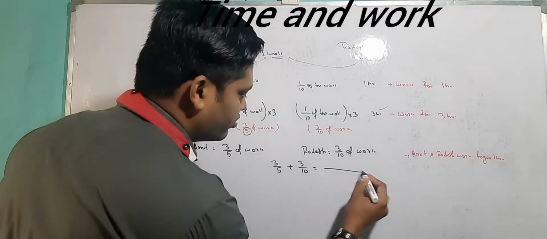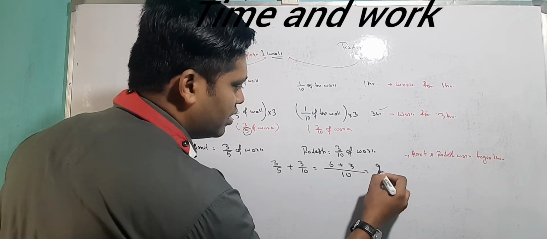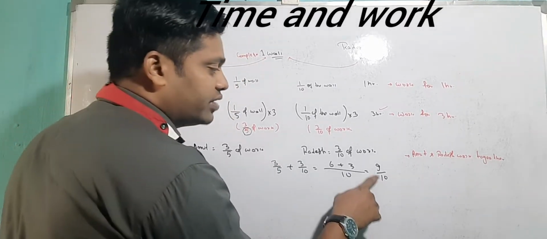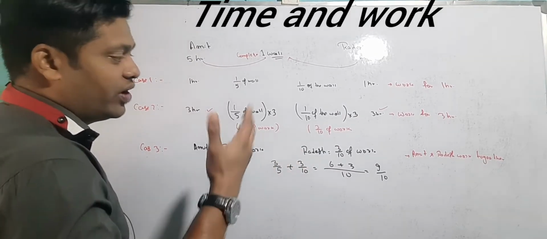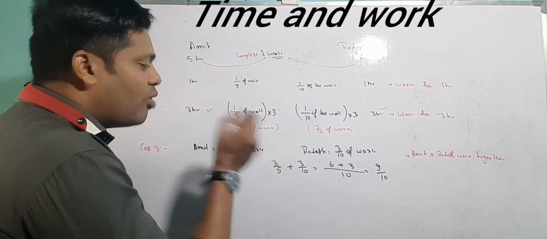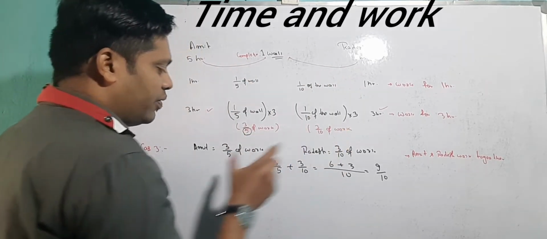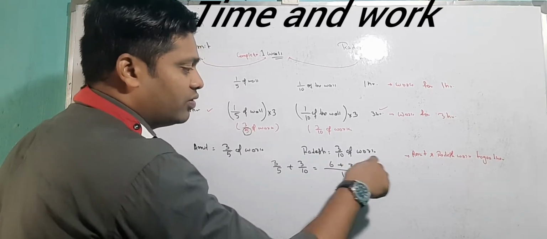So what is the LCM? I have to take the LCM only: 10 here, 6 here, 3 here. You know how I got the answer: 9 by 10. So when they are coming together, 9 of the 10 parts of the work is done. So see, in 3 days, where they are doing only a small part of the work individually, when they have come together, now see, so much of the work is done.